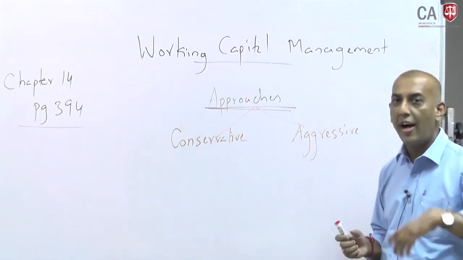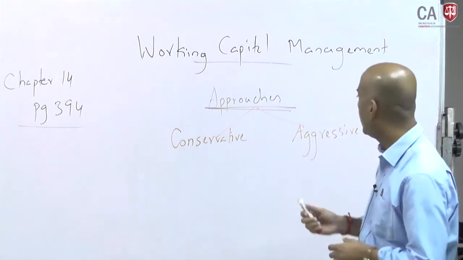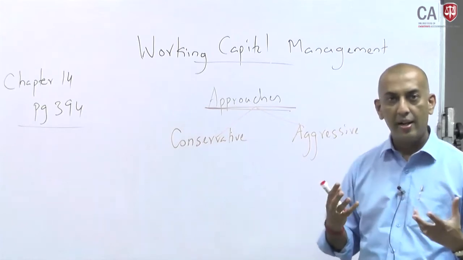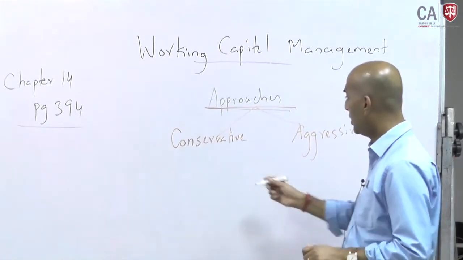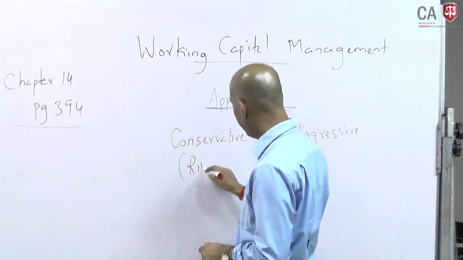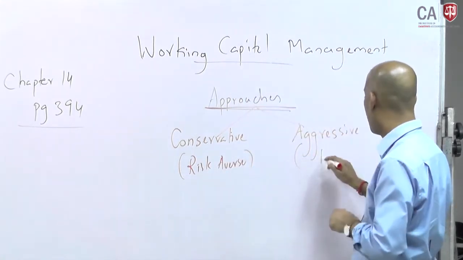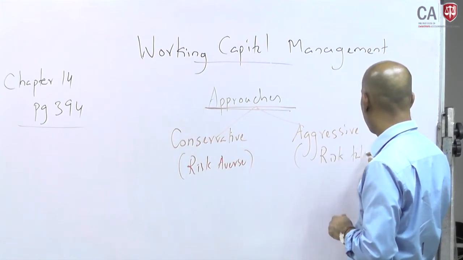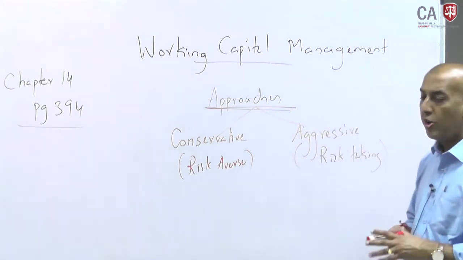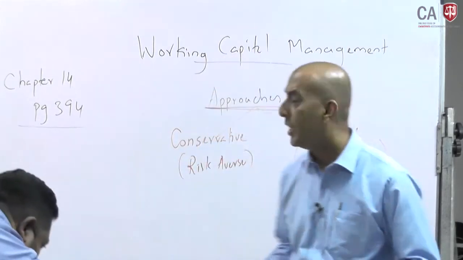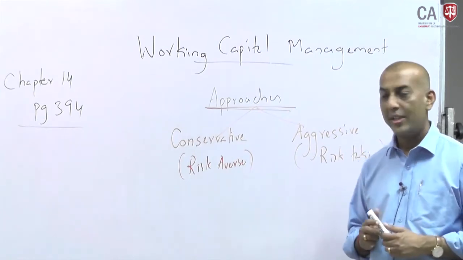Aggressive approach is where you take risk. You take risk in managing your working capital. So these are two approaches companies have in deciding working capital management. So conservative is risk averse, and aggressive is risk taking. Risk averse and risk taking. So with the conservative approach you will see risk averse, and with the aggressive approach, risk taking. So there are two approaches.